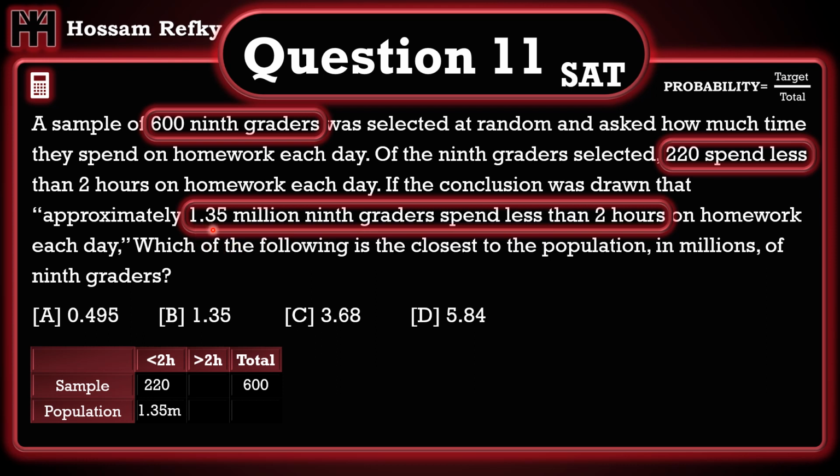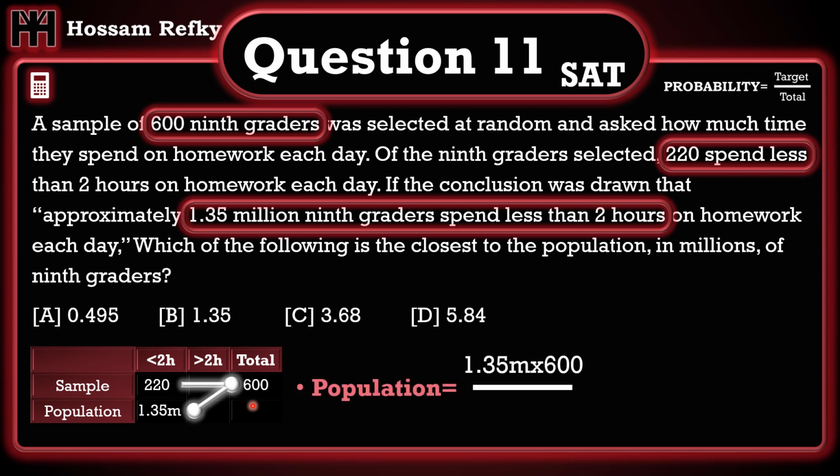Now, for the real population of people who spend less than 2 hours, it is 1.35 million. The total, we don't know. So we can find it using the ratio. So it's 1.35 million times 600 divided by 220, so it's 3.6818 million. So it's closest to C. So C is the answer.